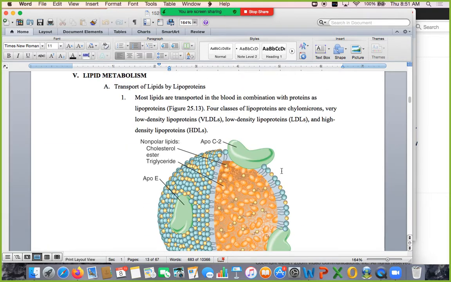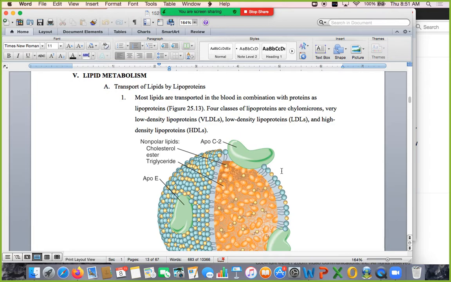So lipid metabolism. Remember, lipids aren't necessarily going to be able to go directly into the blood supply. Lipids are going to have carrier molecules that bring them into the blood. So we have specialty lipoproteins. This is an example of these lipoproteins. We have specialty lipoproteins called chylomicrons, which allow us to transport dietary lipids across.